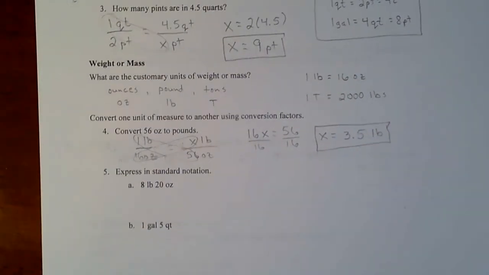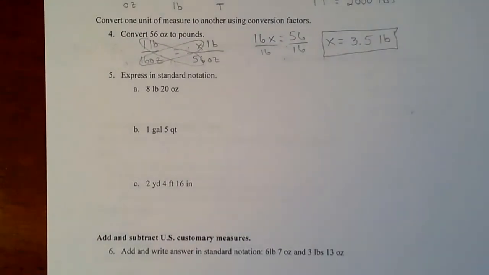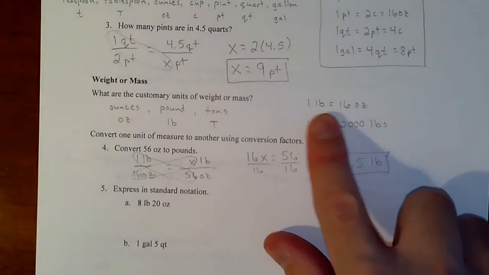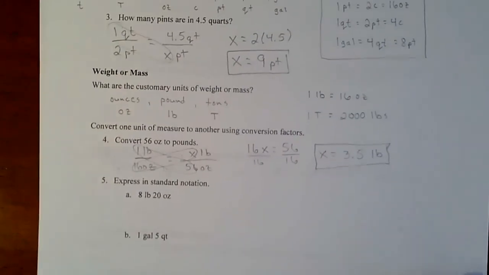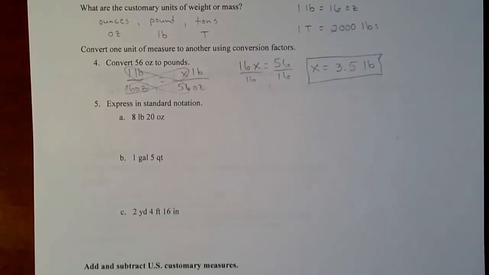All right. And then the next couple we'll do in another video, which is going to be doing a little bit of conversions when you have more ounces than a pound's worth. So you have like more than a pound's worth of ounces. And then we're going to add and subtract and stuff like that as well. But that'll be in the next video.